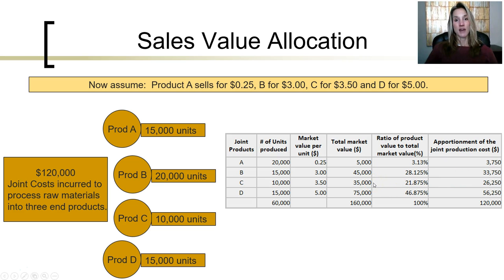C, $35,000 sales value divided by total sales value of 160,000, 21.875% of the joint cost, or 21.875% times 120,000, $26,250. And finally, product D, $75,000 sales value out of the total sales value of $160,000, 46.875%. That's the portion of the joint cost of $120,000 that will be allocated to product D.